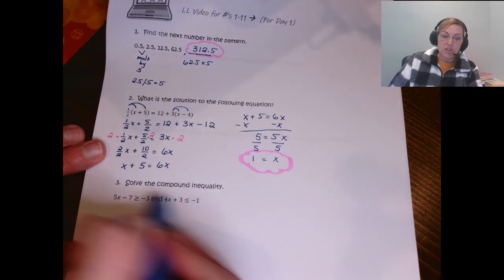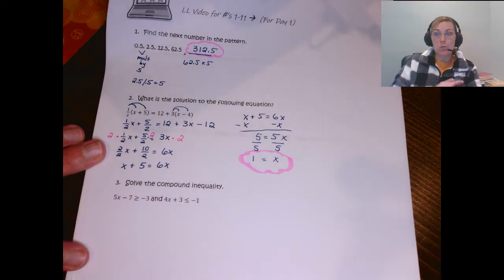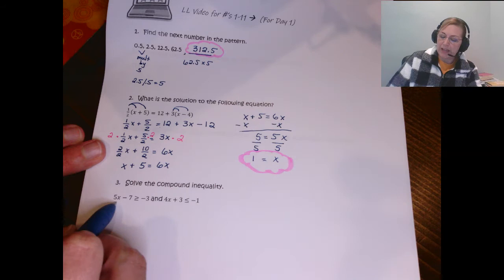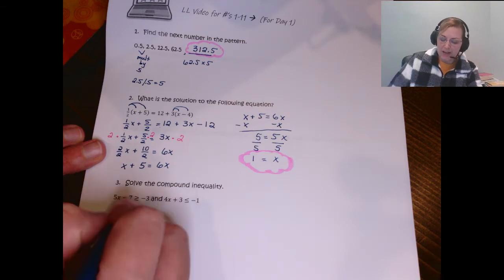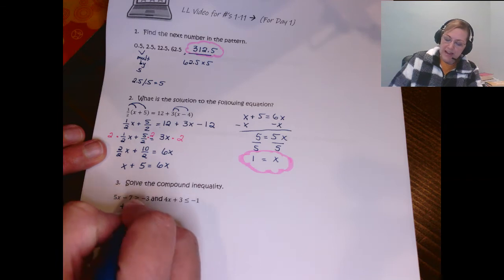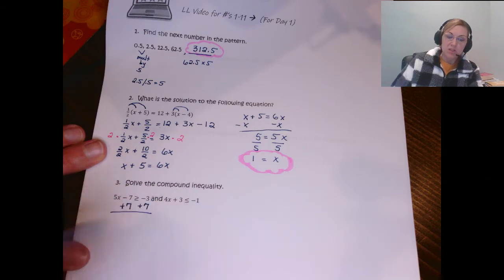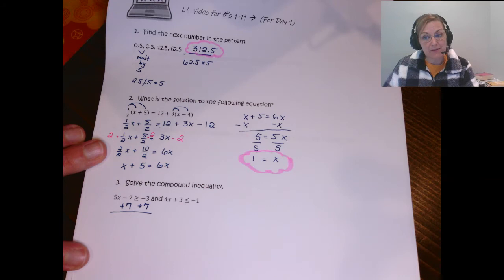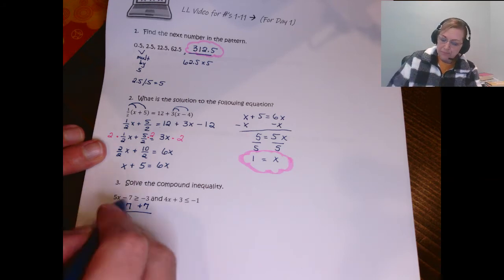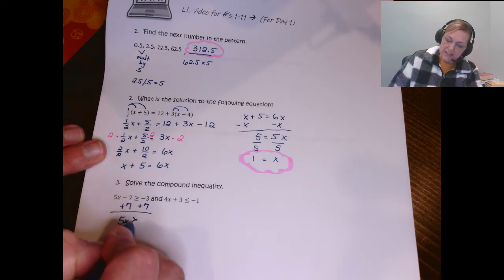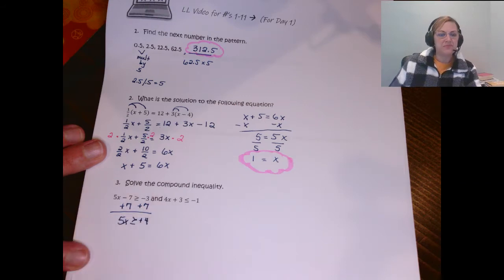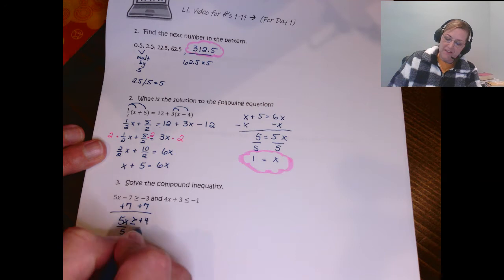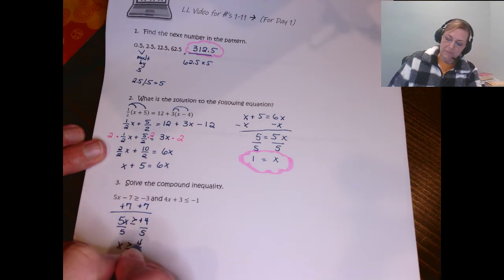Okay, now solving a compound inequality, we're going to solve them individually. So I've got 5x minus 7 is greater than or equal to negative 3. So I'm going to add 7 to both sides. The reason I do that is because it's minus 7, and I have to do the opposite. That leaves me with 5x is greater than or equal to positive 4. And then I'm going to divide by the 5 so that I get x is greater than or equal to 4/5.